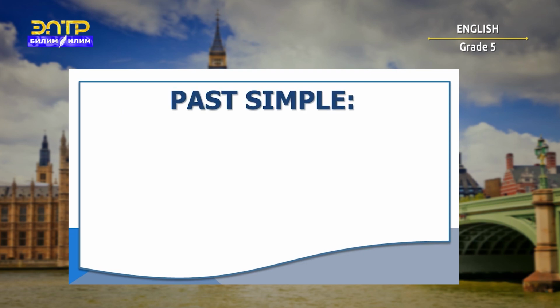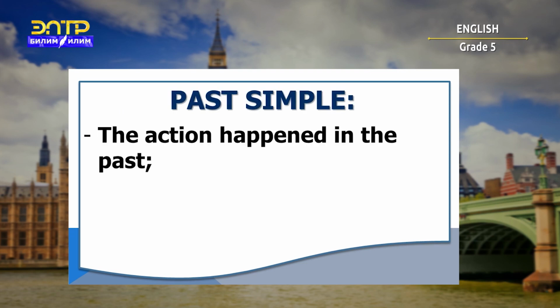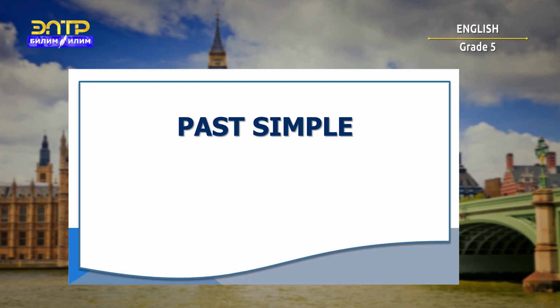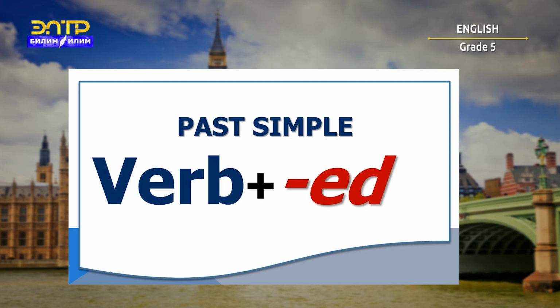Remember, the past simple specifically talks about something that happened in the past and finished. It's over. We can talk about an action or an event or a situation that started and ended in the past. Now let's look at a little sample of what this tense sounds like when we actually use it with a basic verb. For example, the verb to work. We should add the ending -ed to the basic verb.